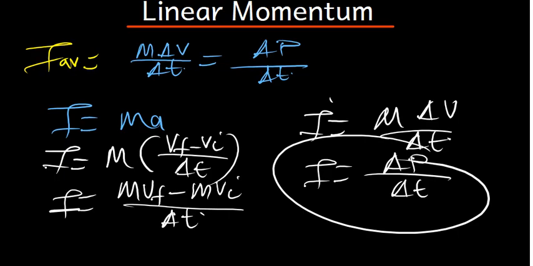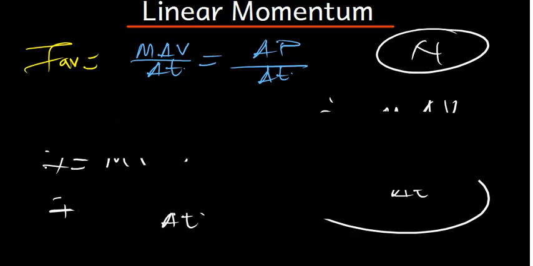Now, force is in newtons. That is very, very important. Time is in seconds. So we can use dimensional analysis to prove that if the average force is equal to the change in momentum divided by the change in time, it's going to give us newtons. Let's see.